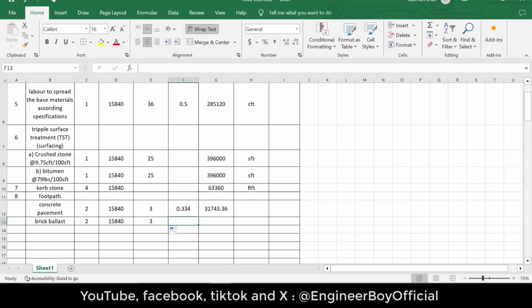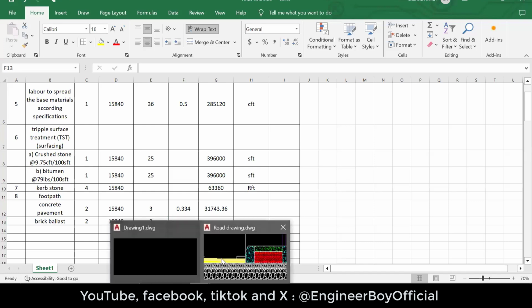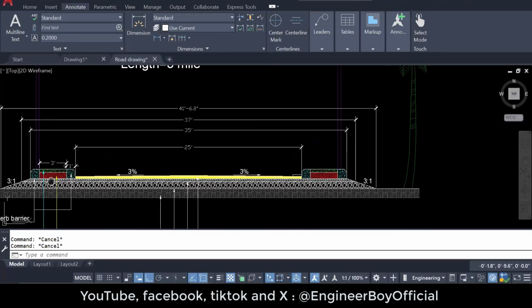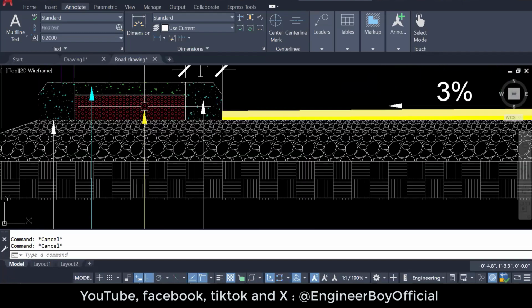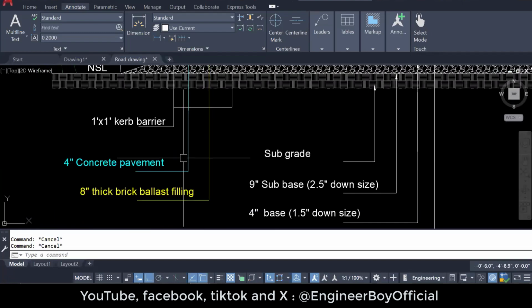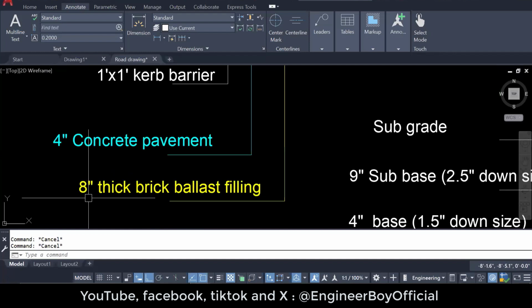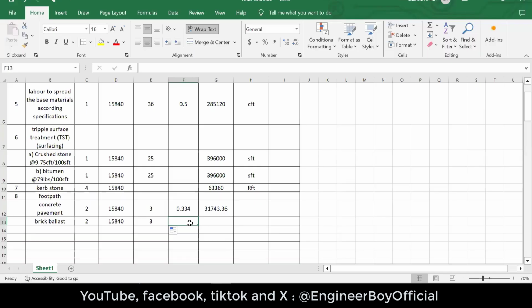All right, next, what we have is actually the brick ballast. And now, what should be the thickness? Okay, let's just see in the same drawing. Okay, as you can see, this arrow represents the dimension to that, and that is actually 8 inches. Okay, so 8 inches means just 0.667 feet. And let's just drag that formula so we can have actually the quantity. Now this is in volume, so it means the unit should be in CFT.